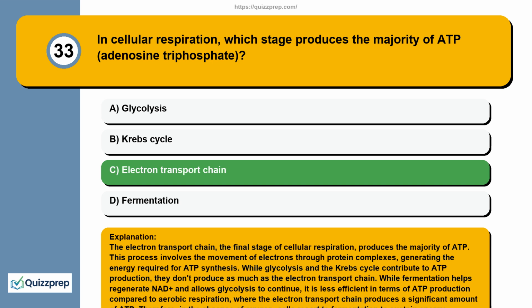While fermentation helps regenerate NAD+ and allows glycolysis to continue, it is less efficient in terms of ATP production compared to aerobic respiration, where the electron transport chain produces a significant amount of ATP. Therefore, in the absence of oxygen, cells resort to fermentation to sustain energy production, albeit at a lower efficiency.